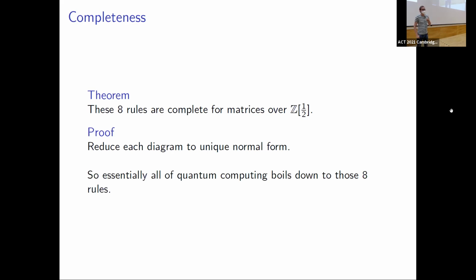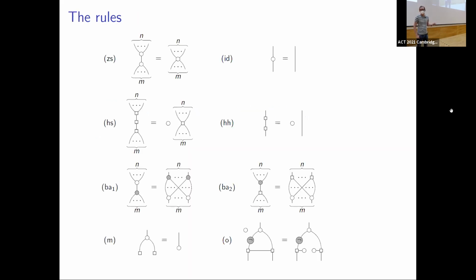So essentially all of quantum computing boils down to these 8 rules. In principle, you could do all quantum computing using just these 8 rules, which I think is quite surprising because these are not that many rules.